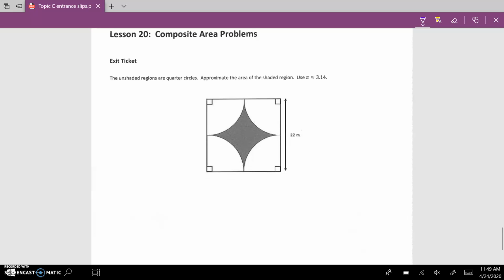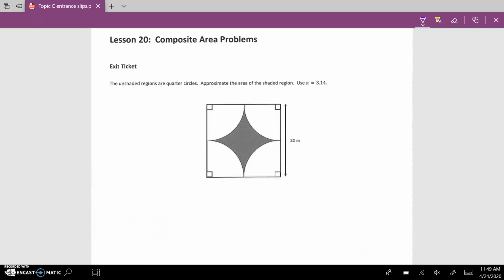I know some of you probably at first were like, how do you know if it's a square or a rectangle? If they're quarter circles, that means from the corner, this would be 11. It would be half of 22, which also means that this would have to be 11. So we do technically have a square. So we have this square and we're trying to take out these quarter circles to find that middle shaded region. So the first thing I would do is start with the area of the square.